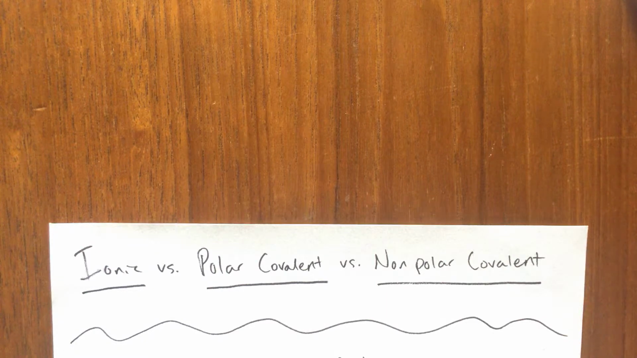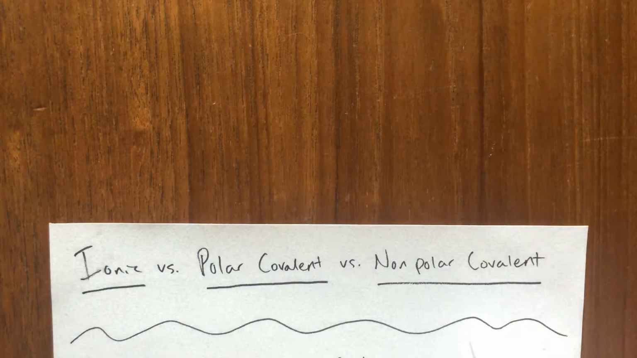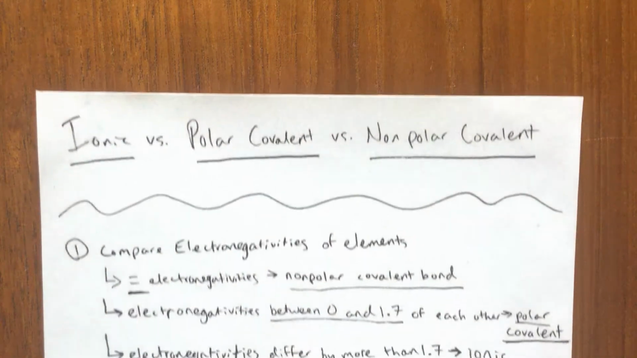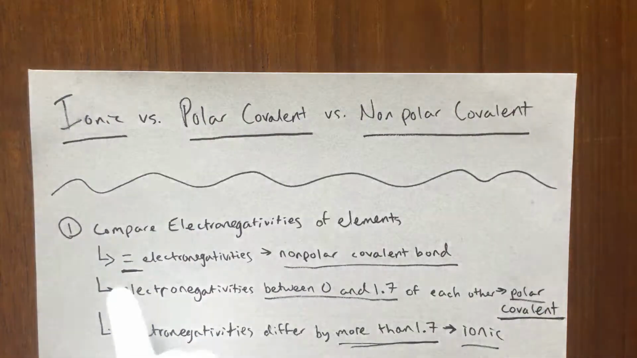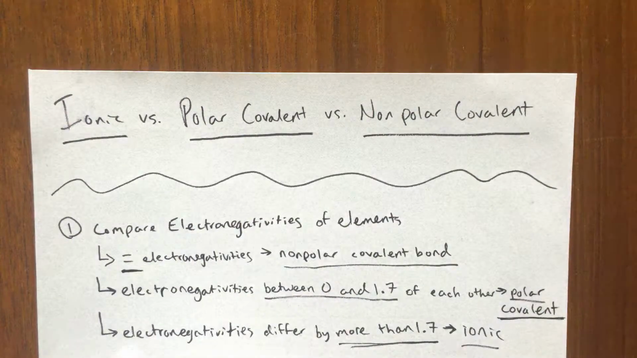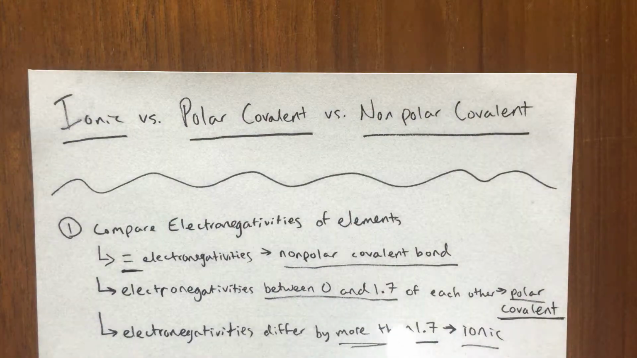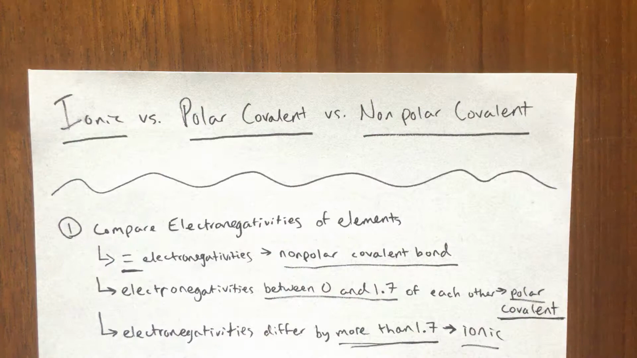Hey, what's up? In this video I'm going to be explaining the difference between ionic bonds, polar covalent bonds, and non-polar covalent bonds. The first step is to compare the electronegativities of the elements involved in these bonds. So if the elements have equal electronegativities, that means that it's going to be a non-polar covalent bond. If the electronegativities differ between 0 and 1.7 of each other, then it's going to be a polar covalent bond. And if the electronegativities differ by more than 1.7, then we have an ionic bond.